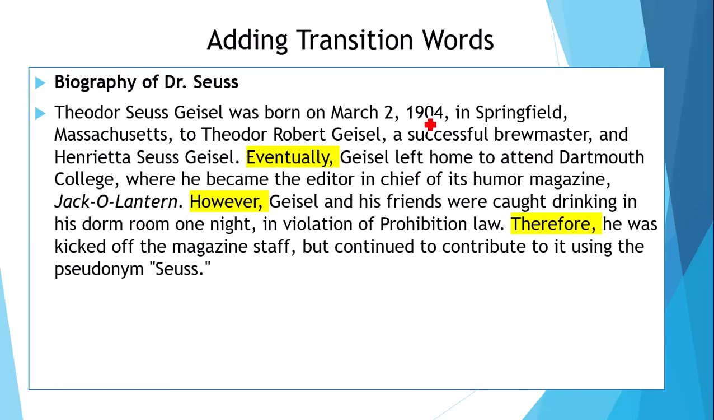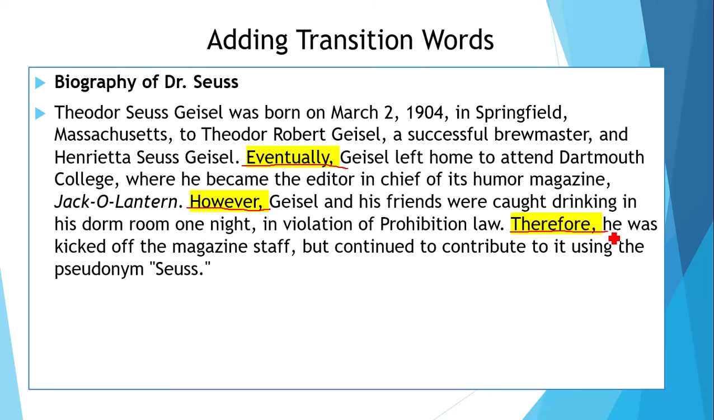Theodore Geisel was born March 2nd, 1904. Eventually, Geisel left home to attend Dartmouth College, where he became the editor-in-chief of its humor magazine. However, Geisel and his friends were caught drinking. Therefore, he was kicked off the magazine staff.